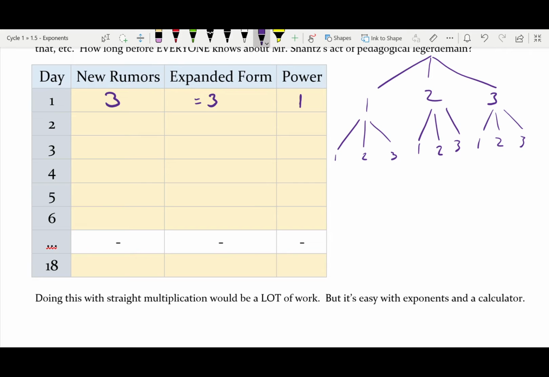Right? So now there are 9 new rumors, because we've added 3 more. So the expanded form is basically 3 times 3 to the power of 2. I'll write it like this: 3 to the power 1, 3 to the power 2. And then the next day, those 3 people each tell 3 people, and then we have 27 new rumors.